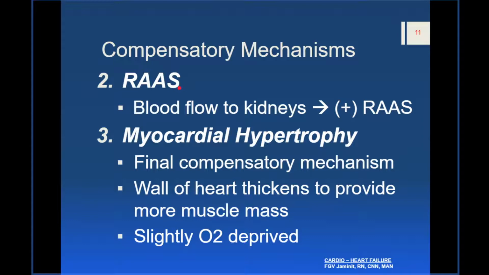So it is when the wall of the heart thickens to provide more muscle mass. However, instead of increasing the oxygen supply to different parts of the body, the oxygen supply to the heart slightly decreases. So therefore, it provides lesser compensation. It actually makes the condition worse.